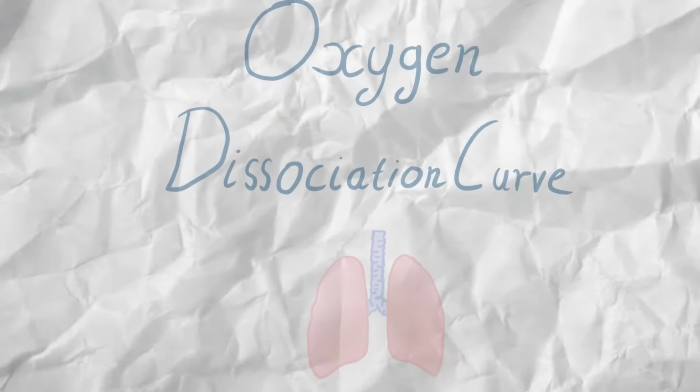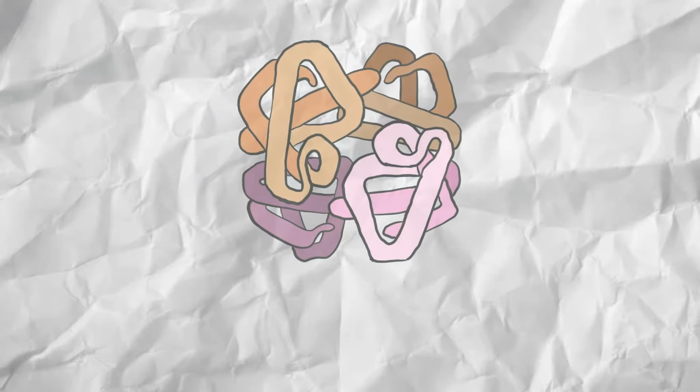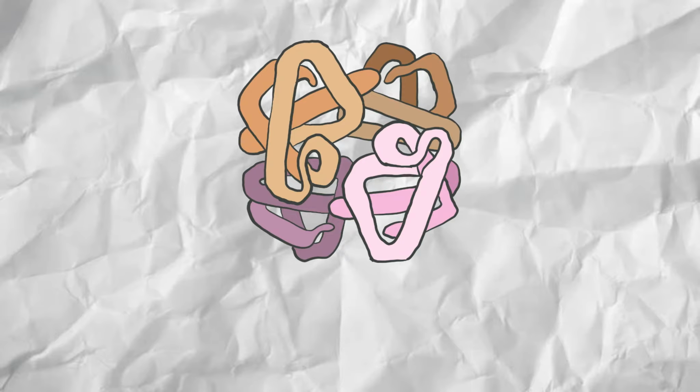The oxygen dissociation curve describes how well oxygen binds to hemoglobin at different partial pressures of oxygen. So remember that hemoglobin is a complex of 4 proteins, each with a heme or iron group at their core. And this positively charged heme group is able to bind the negatively charged oxygen molecules, and this dramatically increases the oxygen carrying capacity of the blood.